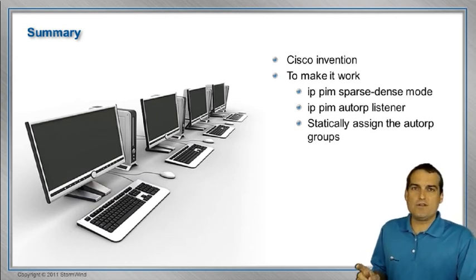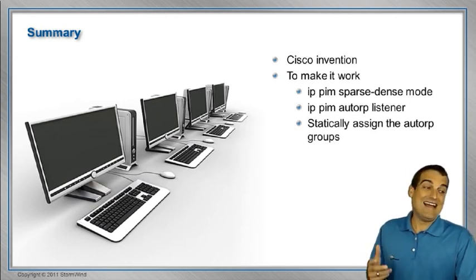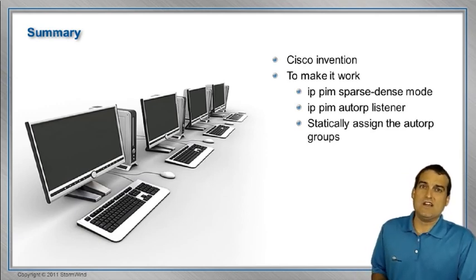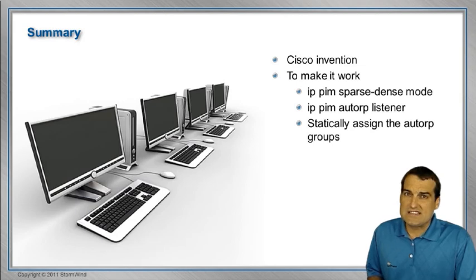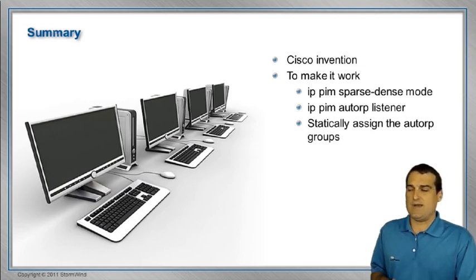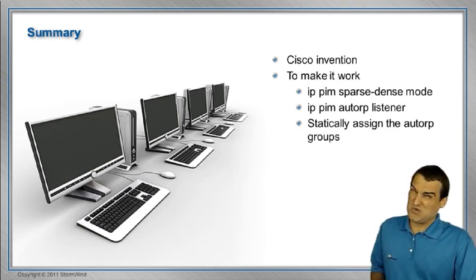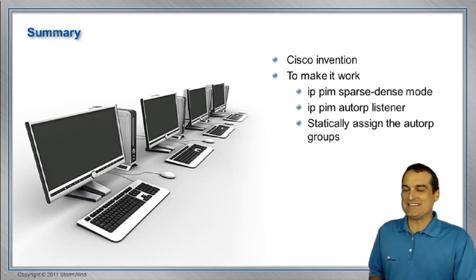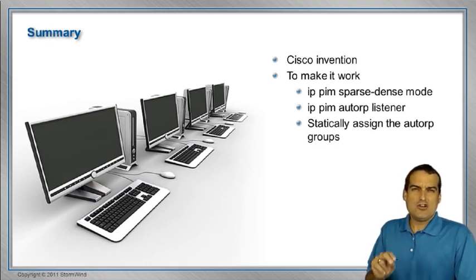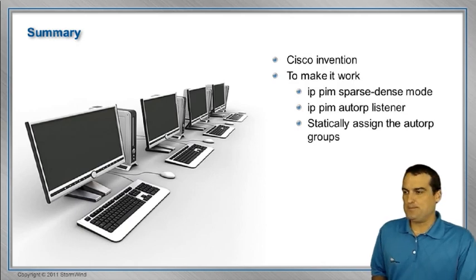Finally, and most importantly, and what drives students crazy is how you've got to make the AutoRP work. You've got three options. You better use sparse-dense mode, which was invented to make it work, or you can use that nifty ip pim autorp listener trick that we used, or, really weird, you could statically assign the rendezvous point just for the AutoRP groups that need it.